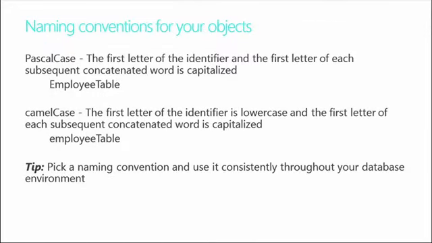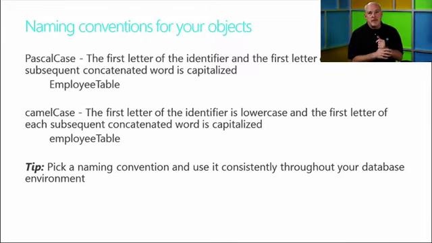Now, one of the things that we often do as we create objects is we have to have a naming convention. A couple of the common ones are listed here. Pascal case is where the first letter of the identifier and the first letter of every subsequent concatenated word is capitalized. So, for instance, you see EmployeeTable: the E in Employee and the T in Table are capitalized. Personally, this is my preference. I use Pascal case, and you're going to see with the scripts and content that I'm going to be showing you in this module and the next module, I'm totally about Pascal case.